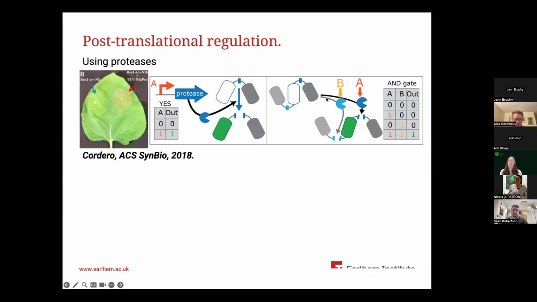And what they've also done is to implement some AND gates, where they have the production of two different proteases that recognize two different cleavage sites, and you have two different viral proteins that block the activation of this ROSEA1 transcription factor. So you need to cleave both of them for the protein to be active and to have your output. This is quite a nice system as well, and you can implement more complex systems, including the AND gate.